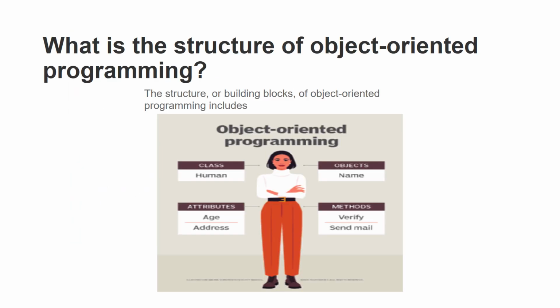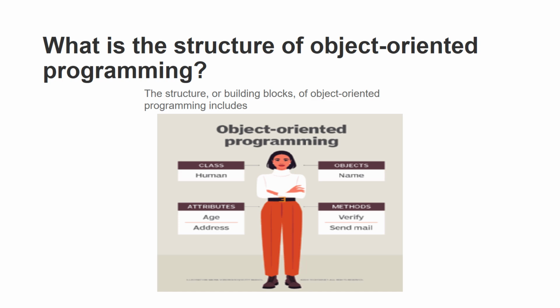Next we'll discuss the structure of object-oriented programming. The structure or building blocks of object-oriented programming include four things. First one is class, second one is object, third one is attributes, and fourth one is method. Here you can see an example. Let us consider class Human, objects name, attributes name, age, address, methods verify, send mail.